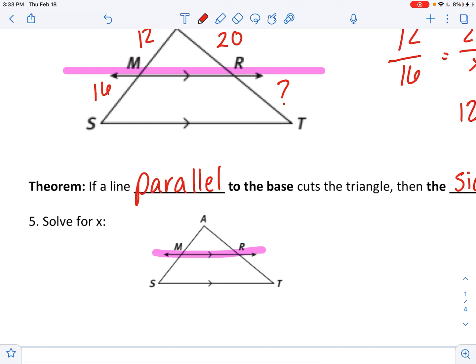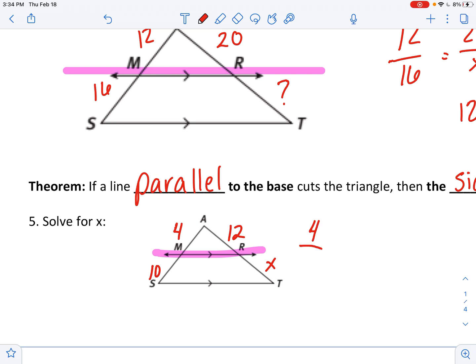All right, so let's solve for x. I'll give you 4 and 10 and 12 and x. So take a minute, pause the video, and then unpause and check your work. All right, so if you haven't finished yet, you should pause the video and then finish.